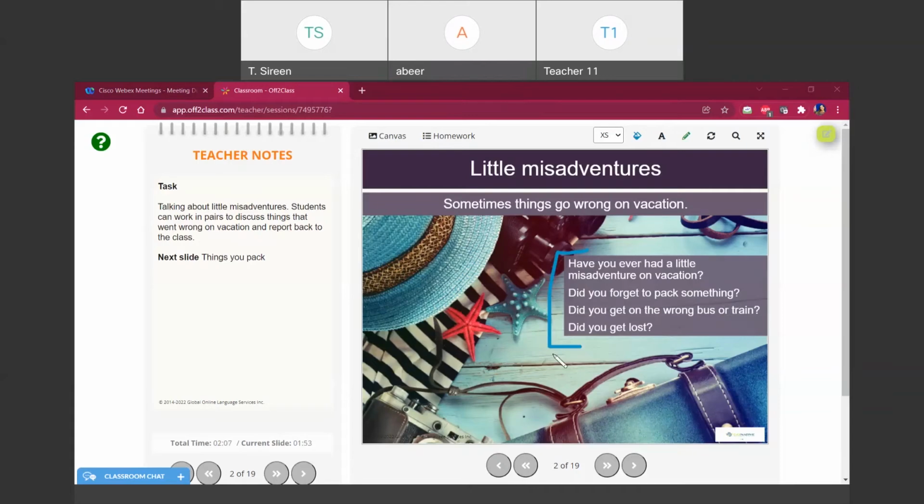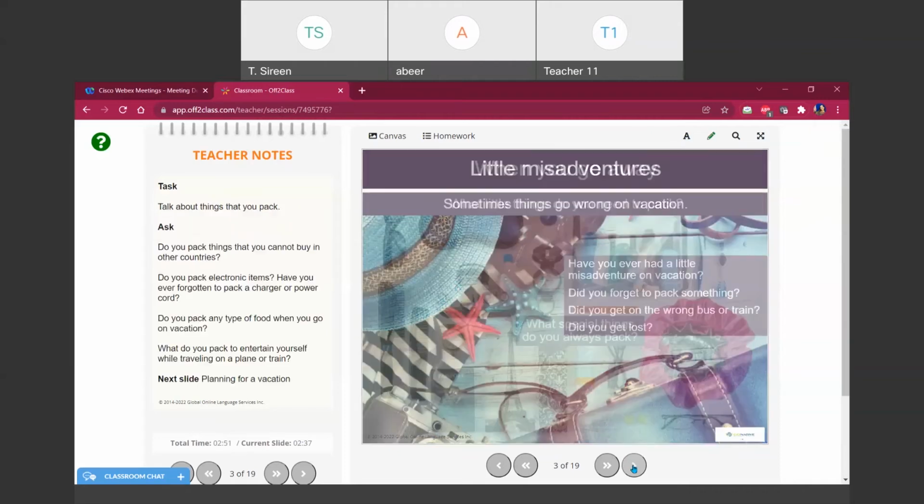What is the meaning of pack? Pack means you put something specific in your luggage, and then you forgot it, for example. No. Okay. Did you get on the wrong bus or train? Did it happen to you once? Yes. Did you get lost? Yes. Really? Where was it? In Mecca. Oh. Okay, let's continue.